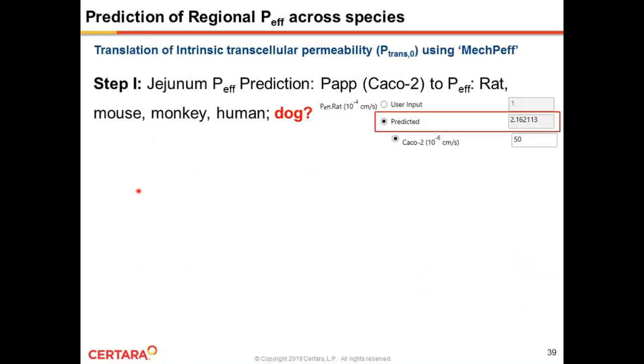Generally in our everyday projects, we have access to the monolayer Caco-2 permeability. In many of our models, you can predict from a monolayer apparent permeability to an effective permeability using the apparent permeability to effective permeability correlation. So you can predict the effective permeability in a particular species from your Caco-2 or your apparent permeability.